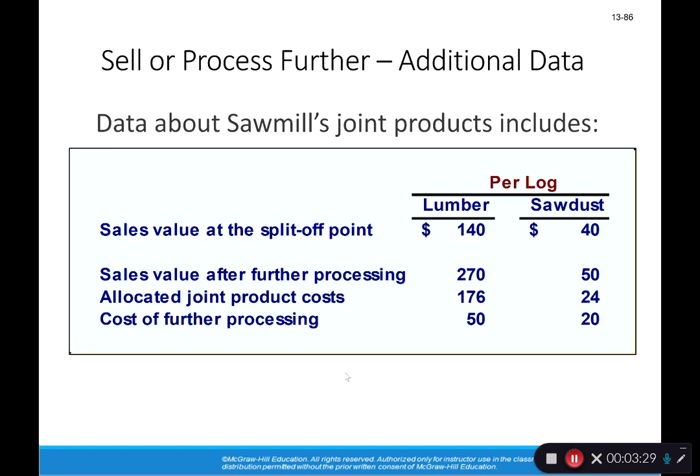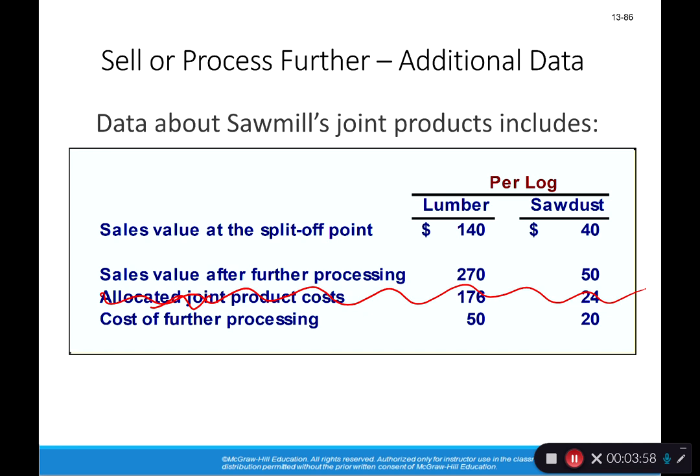The sales value at the split-off point for our lumber and sawdust is given as $140 and $40 respectively. The sales value after further processing is $270 and $50. Our allocated joint product costs are $176 and $24, and then the costs of further processing are $50 and $20. The first thing you do in this problem is say no to joints. These joint costs are irrelevant to our decision as to whether to process the products further or not.